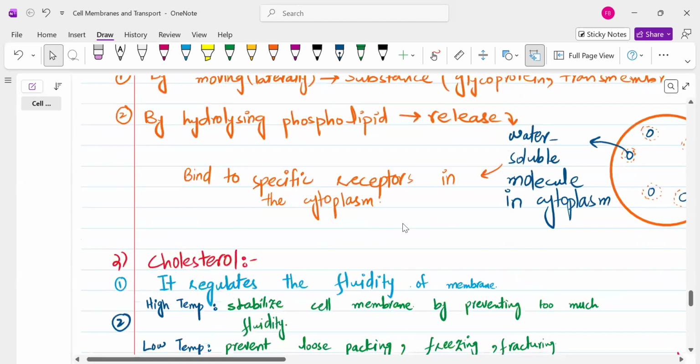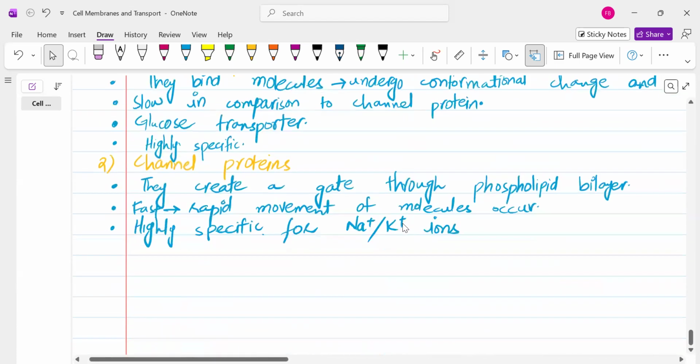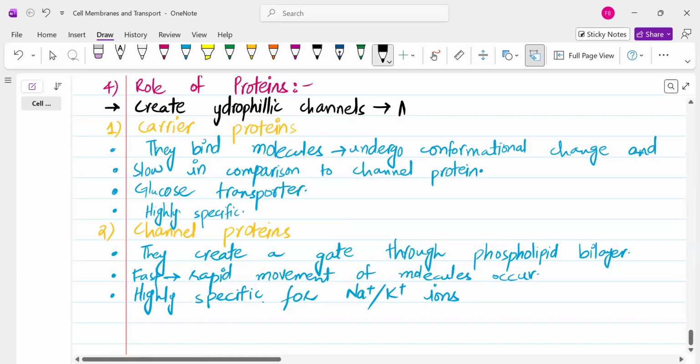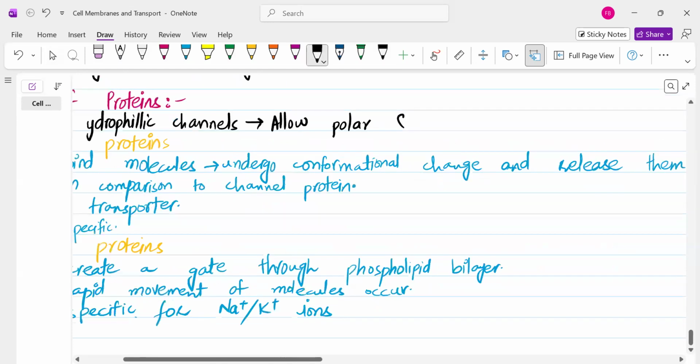The basic function of the protein, if they ask you in particular, you will say that they create hydrophilic channels and then they allow polar molecules to pass through, polar and ionic substances.